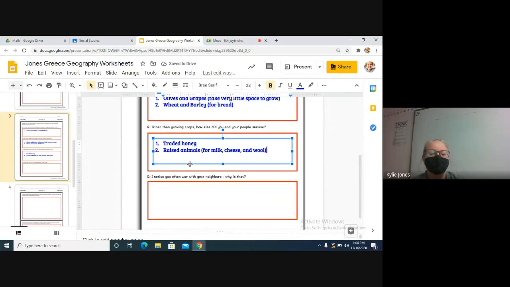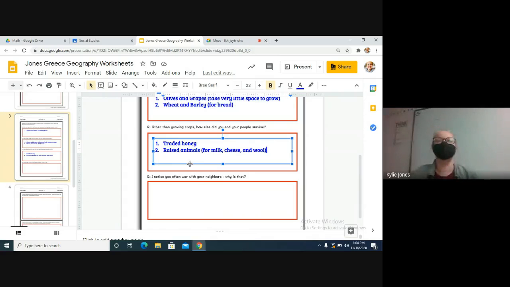Okay, so they raised bees and other animals. They traded the honey, which was really important to their economy and making sure they had enough money and supplies to live. And they also raised other animals like sheep and goats because they could get the milk, which could make cheese from the goats, and they could also drink goat milk. And then the wool from sheep would keep them warm too.